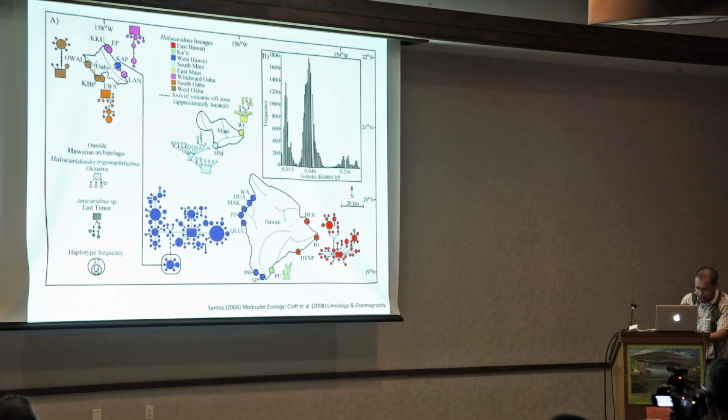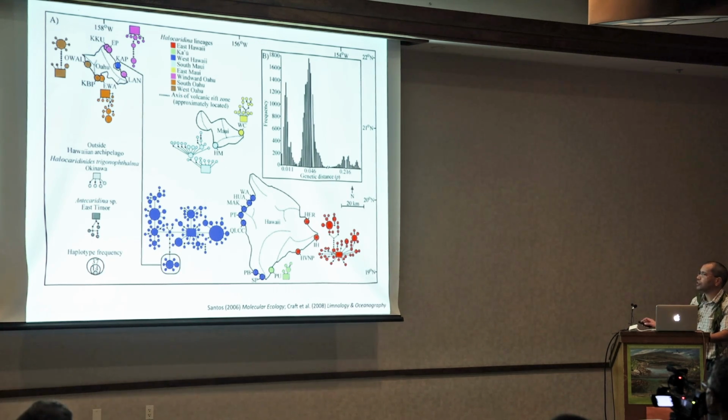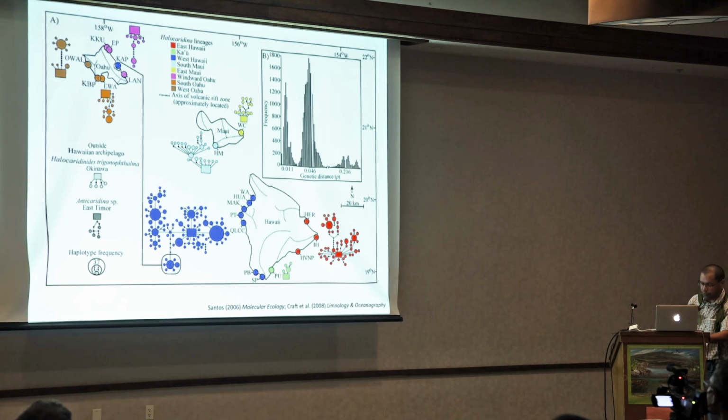So what we have is a situation where we've got these 8 different lineages that are occurring because of different ecological situations where these animals get trapped into these different habitats.